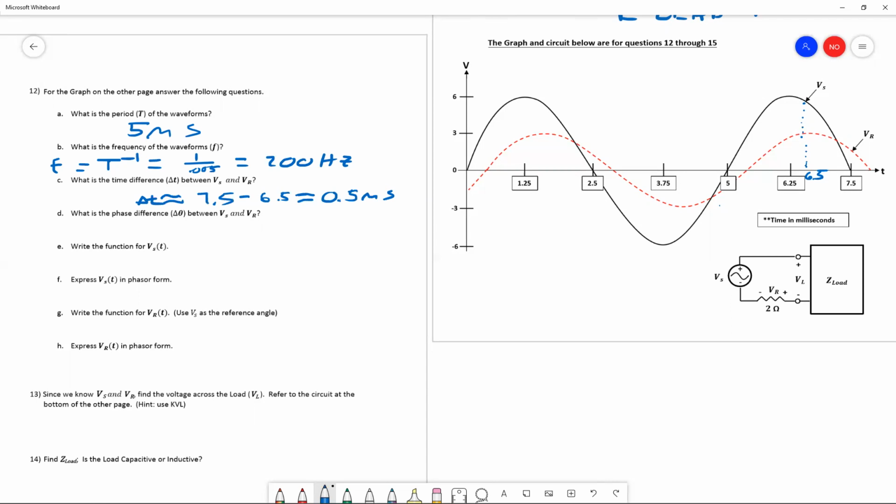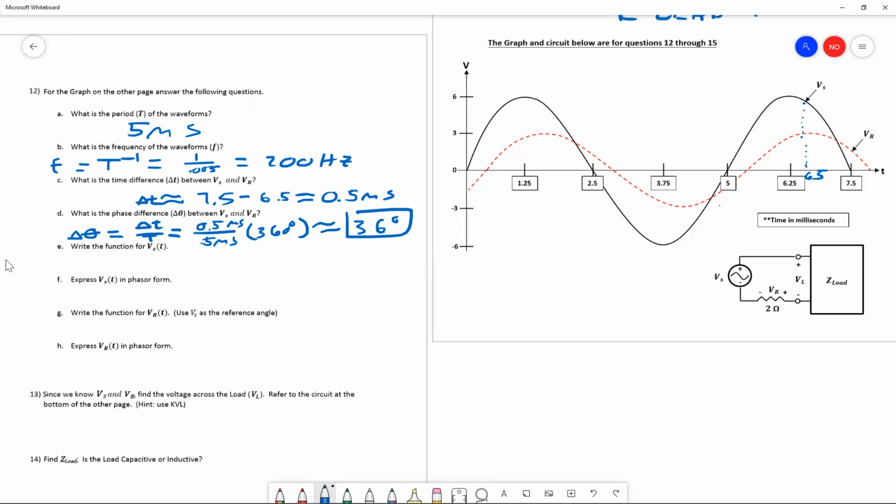The next one would be to find the phase difference. On the sinusoid portion of your AC equation sheet, you'll see that the phase difference, delta theta, is equal to delta t over the period. So that would be 0.5 milliseconds over 5 milliseconds, and then that's times, my apologies, times 360 to convert to degrees. That would give you roughly 36 degrees.